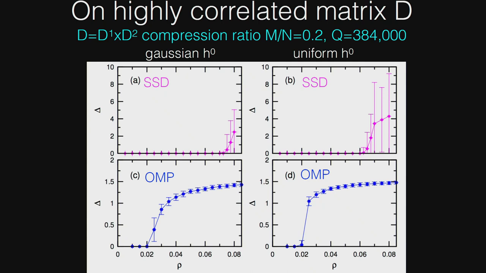But if we go to this highly correlated matrix D, the story changes. For example, again the measurement ratio is 0.2, and when the sparsity of the signal increases, our algorithm doesn't change, actually. It performs well when the sparsity is less than a certain critical value, but OMP fails already when the sparsity is very low. And for this matrix, when we run AMP, it completely fails.